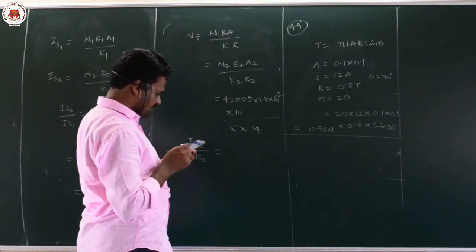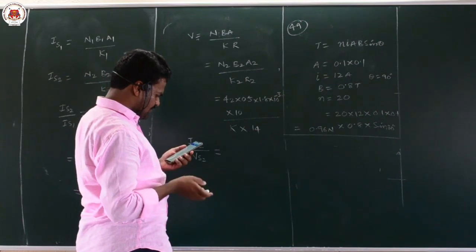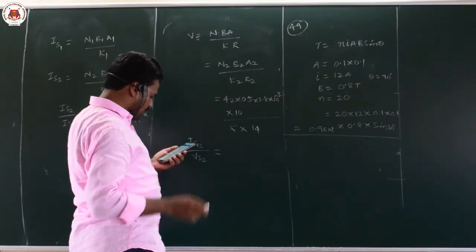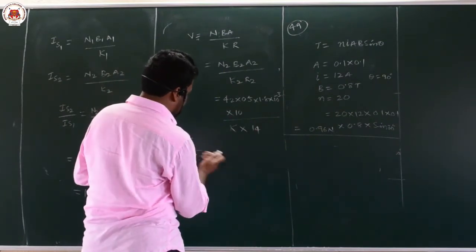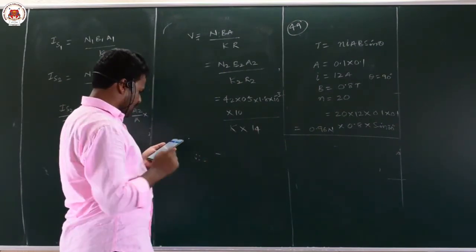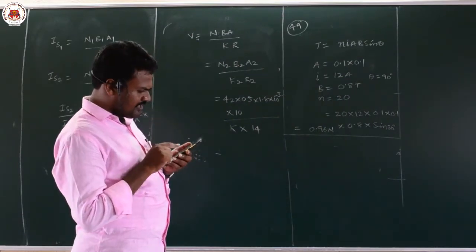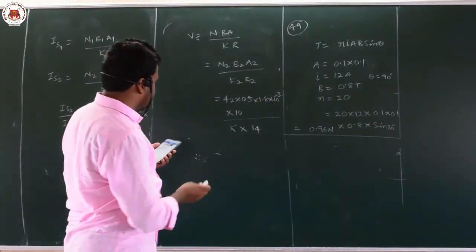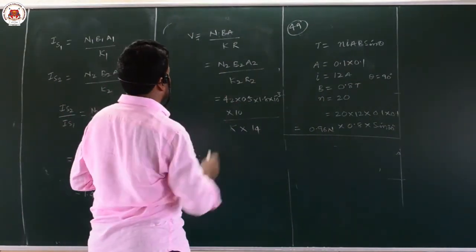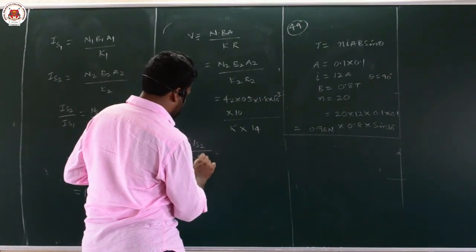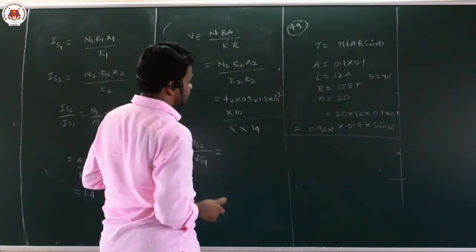So what is asked is the ratio of current sensitivity and voltage sensitivity. Determine the ratio of current sensitivity and voltage sensitivity. So to find the ratio, just divide: voltage sensitivity of the second one divided by voltage sensitivity of the first one. You just divide.